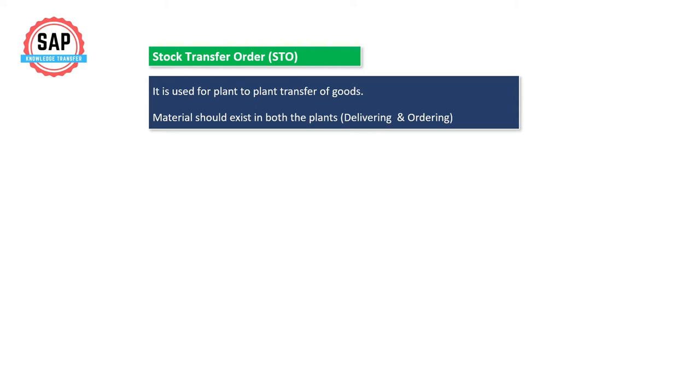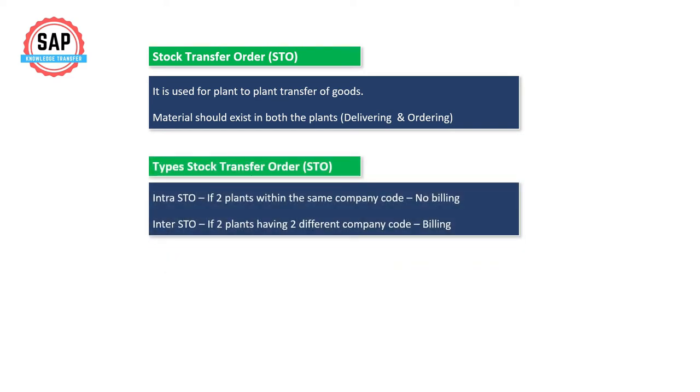What is a stock transfer order? It is used for plant to plant transfer of goods. What are the prerequisites? The material should exist in both plants, the delivering plant and also the ordering plant. Types of stock transfer: STO, intra STO, inter STO.